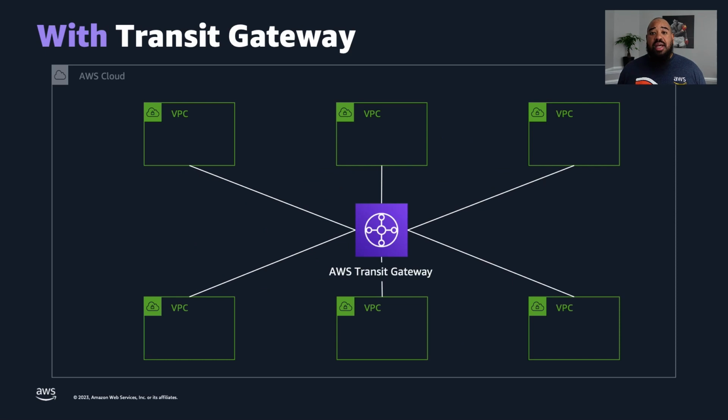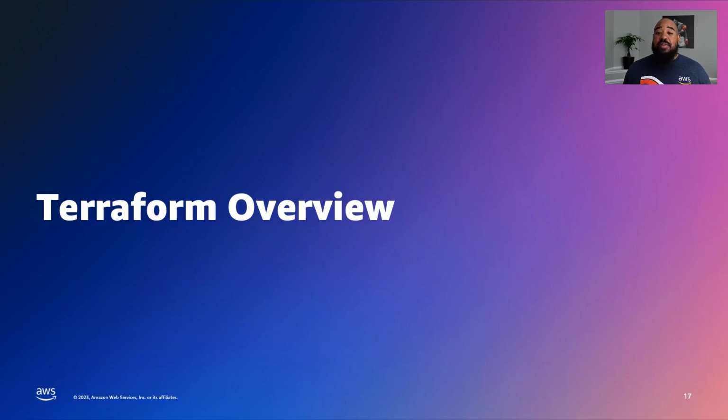Now, to solve this challenge and to scale, we can use the transit gateway, which acts as a network transit hub that controls how traffic is routed among all of the connected networks, which act like spokes. And we'll see some of this in our demo here shortly. Now that we have covered the basics of our infrastructure, let's do a quick overview of Terraform.